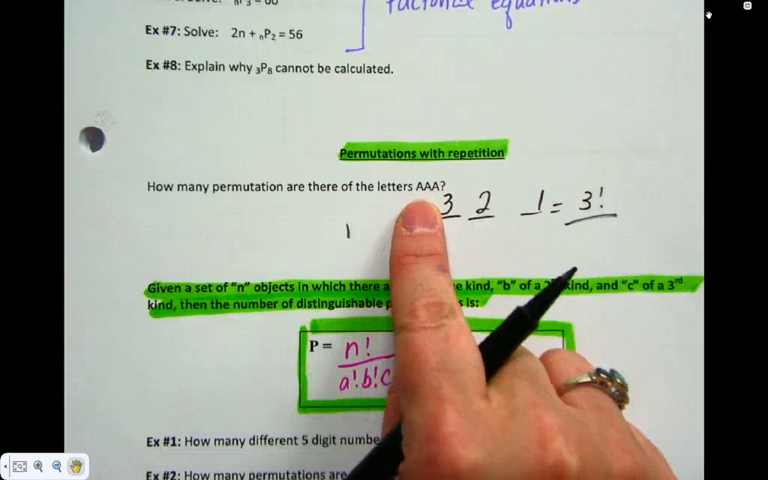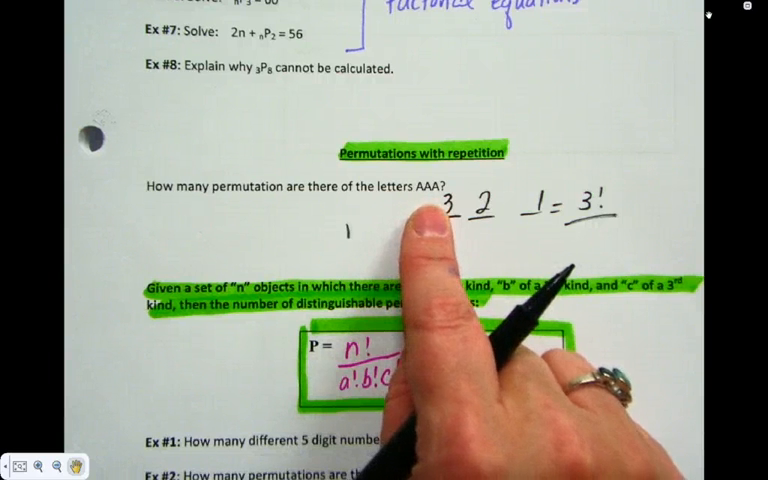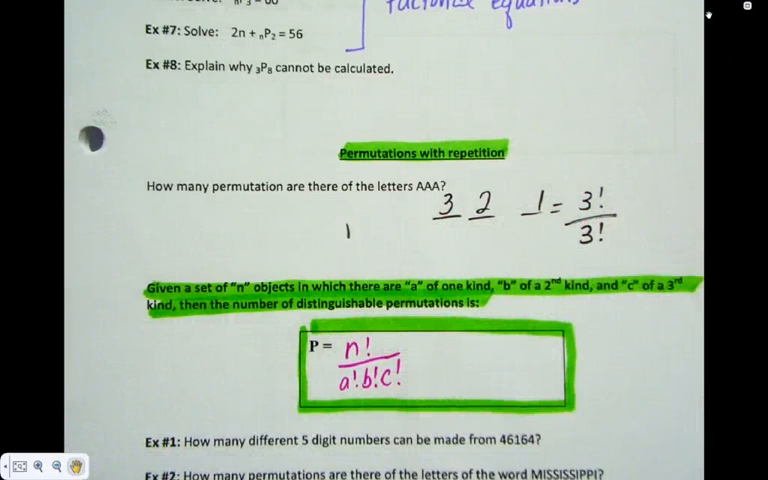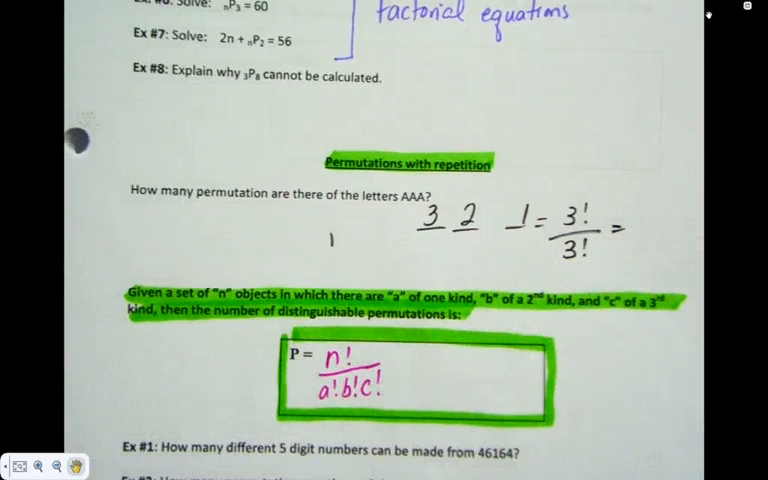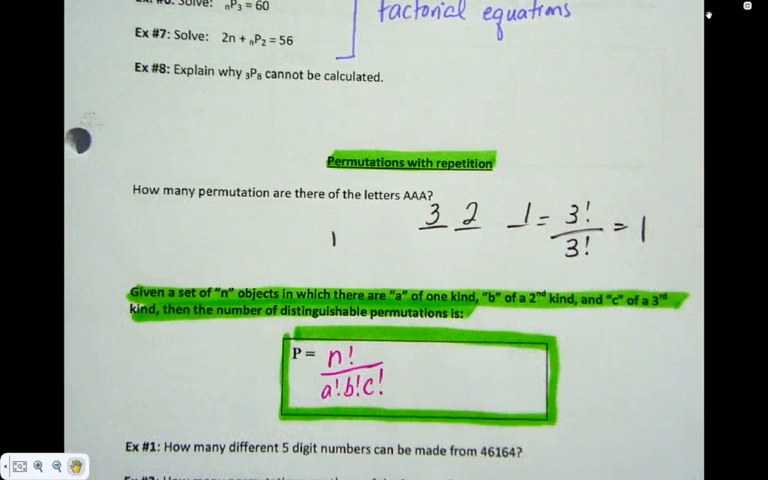How many times does an A repeat? 3 times. So I have a 3 factorial on the bottom to represent the repeating A's. What's 3 factorial divided by 3 factorial? 1. That's why it ends up being 1.